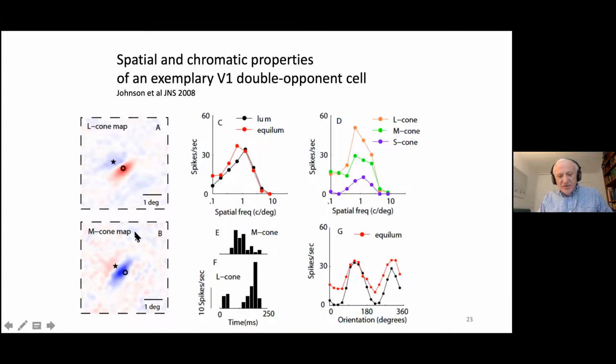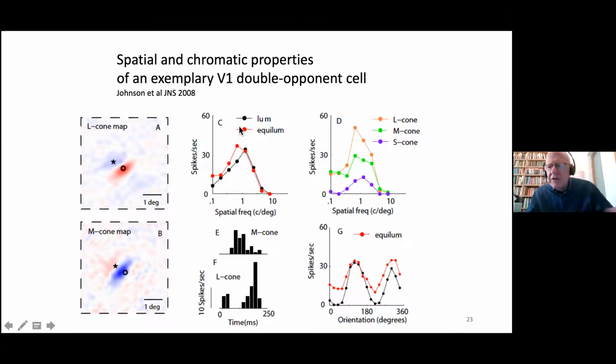So that locally the cone inputs were opponent, but they were opponent in one sense in one location and in the other sense in the other location. That is to say, it was L on, M off at this location, and it was L off, M on at this location. So there was double opponency. And this neuron was in fact tuned for color. But it also did respond to luminance.